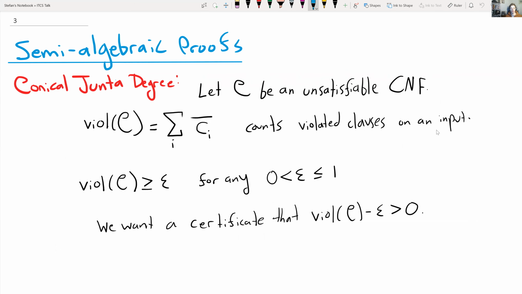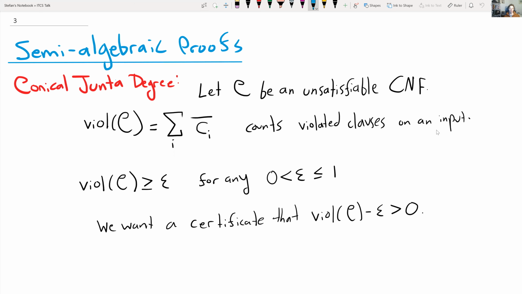So what is that polynomial going to be? It's going to be the number of violations. So if we have C to be an unsatisfiable CNF, then we define this polynomial here, the violations of C, to be the sum over the negations of the clauses. And on an input, this is going to count the number of violated clauses.